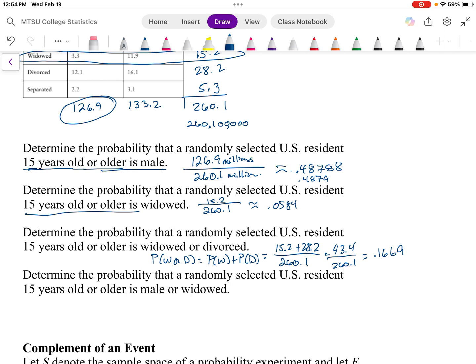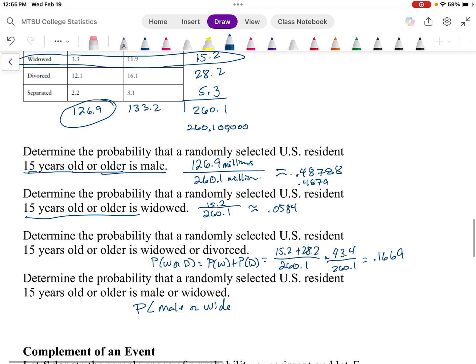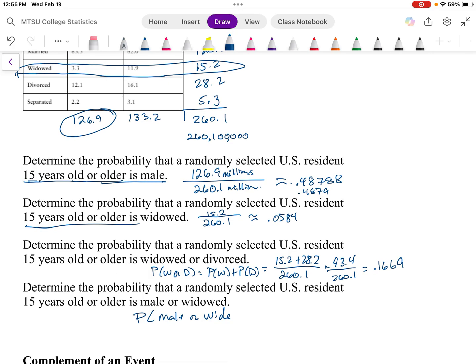Now, determine the probability that a randomly selected U.S. resident is 15 years or older or is male or widowed. So, probability male or widowed. Here's the thing: in the previous ones, we didn't have any overlaps because we were using the rows and columns. You're either widowed or you're divorced. They're kind of broken down. There was no overlap in those categories.